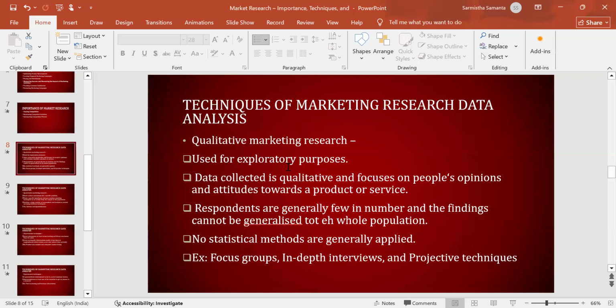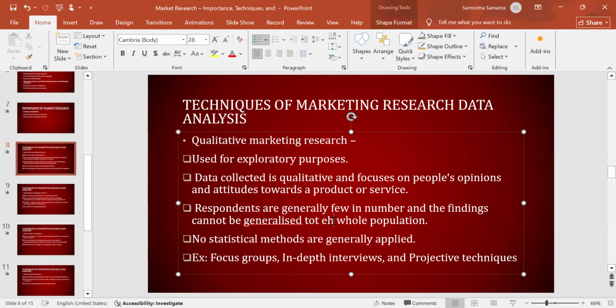Respondents are generally few in number, and findings cannot be generalized to a whole population. Now, obviously, if the company is asking about the feedback of the product and it is selling 1,000 units, it is not possible for them to collect data from each of the 1,000 consumers. They at most can ask 100 on a random basis. So the number of respondents is few, and you can have a general idea. But depending on the sample size you are selecting and the process of selection of the sample, you can generalize to some extent, but it is not exactly 100%.